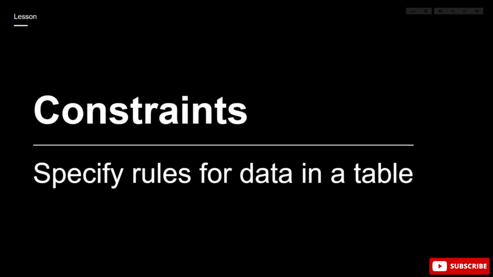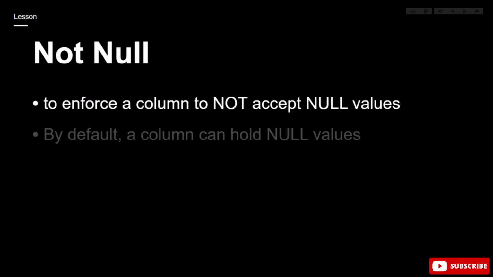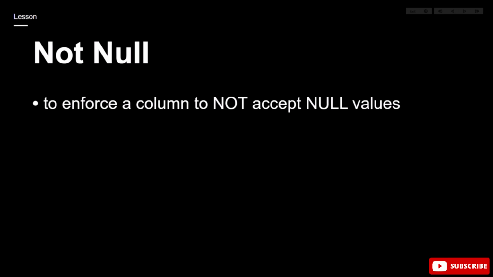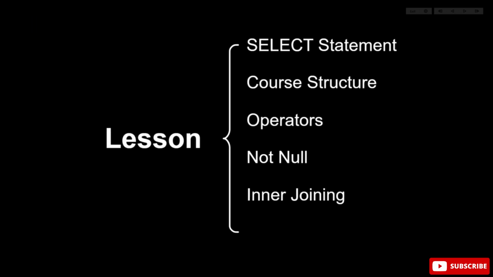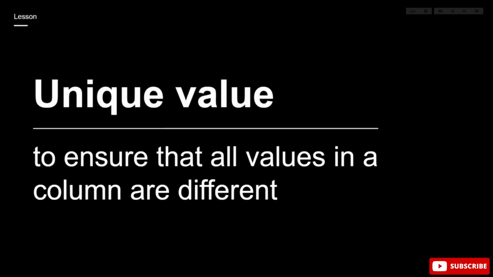in SQL programming. The first type of constraint is called not null, and this is used to enforce a column to not accept null values at all. By default a column can hold null values, and you can add not null. The second type of constraint is called unique, and is used to ensure that all values in a column are different or distinct.